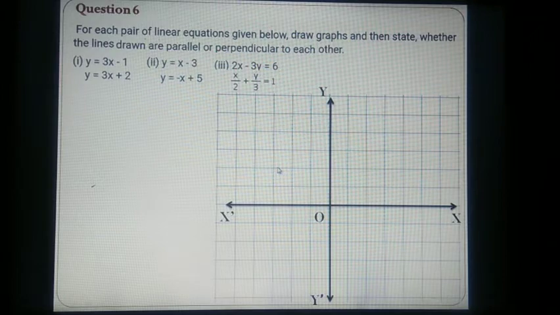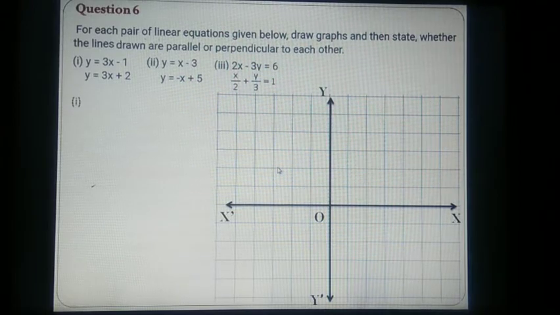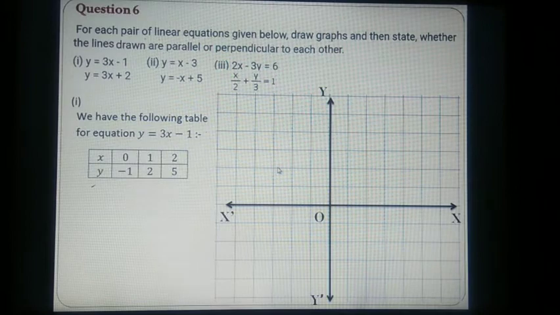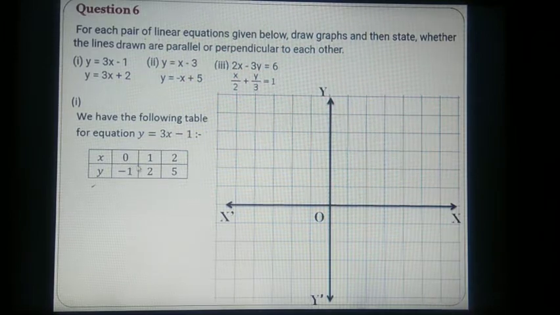Now let me take the first problem, because by now you are familiar with how to draw the graphs of given linear equations. In the first problem there are two equations, and one of the equations is y equals 3x minus 1. So let us construct a table for this, and the table looks somewhat like this. It's not necessary that you give only these values, you can give your own values and verify. Whenever the value of x is 0, the value of y is going to be minus 1. Similarly, whenever x is 1, the value of y is 2. Whenever x is 2, the value of y is going to be 5 for this equation.